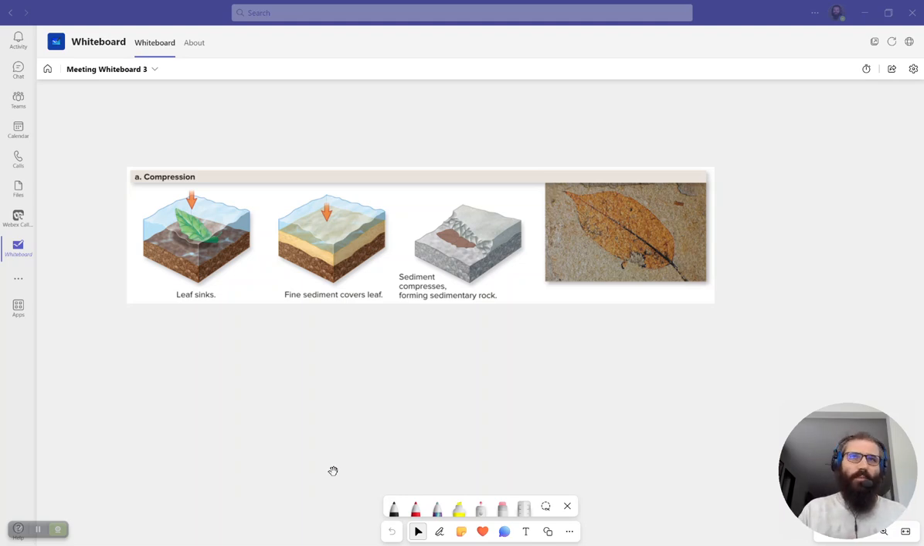One of the proofs that we have is the fossilization of organic remains. And that process takes different shapes. It's not always the same. So this is what you need to remember.